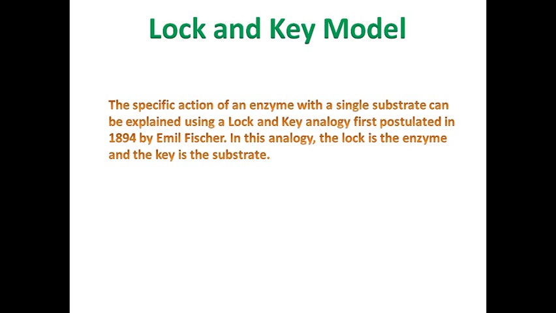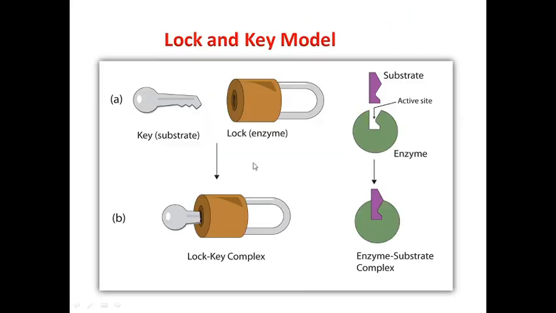Moving forward, there are models of the enzyme action mechanism. The first model is the lock and key model, or lock and key hypothesis, and this model was given by Emil Fischer in 1894. In this analogy, the enzyme is considered as a lock and the substrate is considered as a key. So let me show you how.